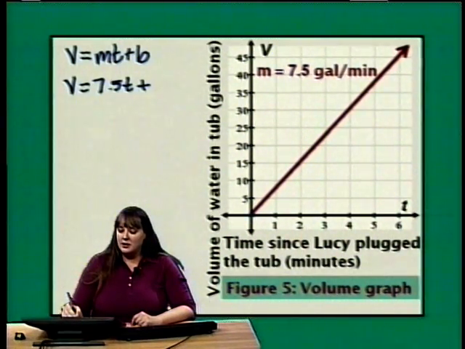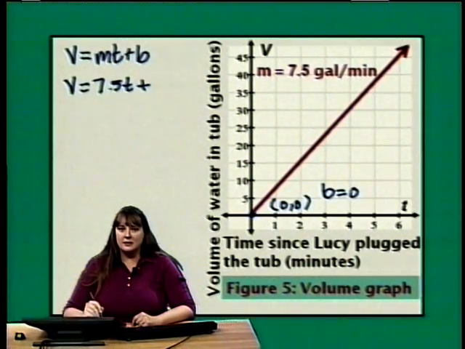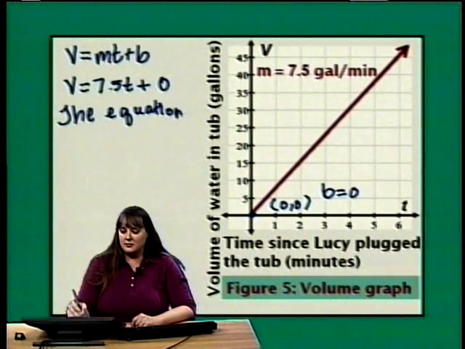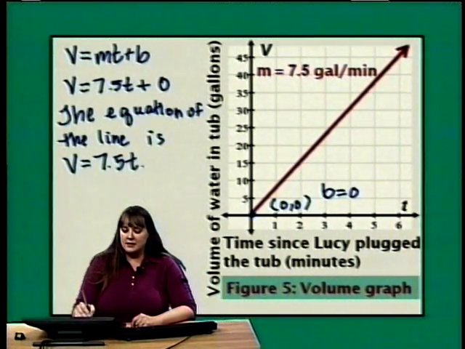Looking at the graph, the vertical intercept is the origin, the point (0, 0). The v coordinate of this point is 0, so b is 0. So v is 7.5t plus 0, which of course we can just write as v equals 7.5t. So the equation of the line is V equals 7.5 T.